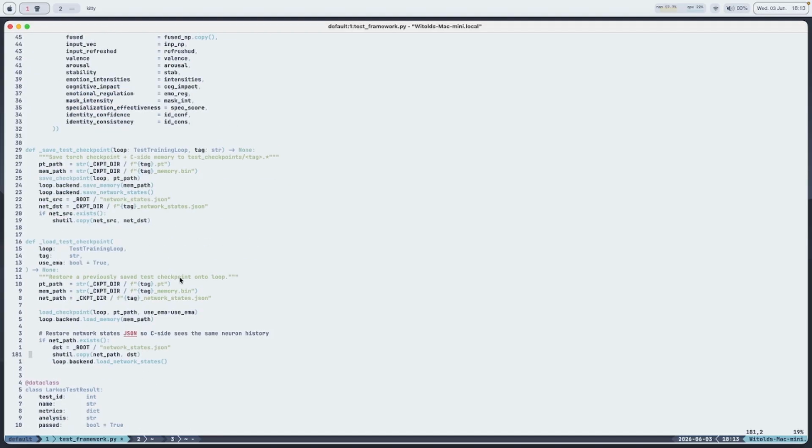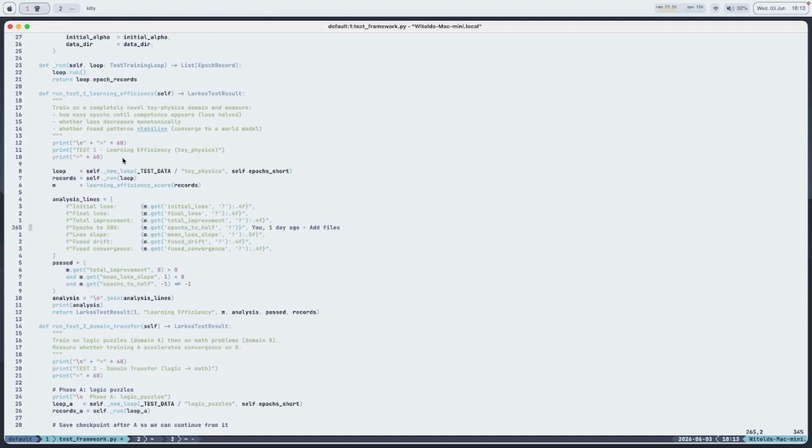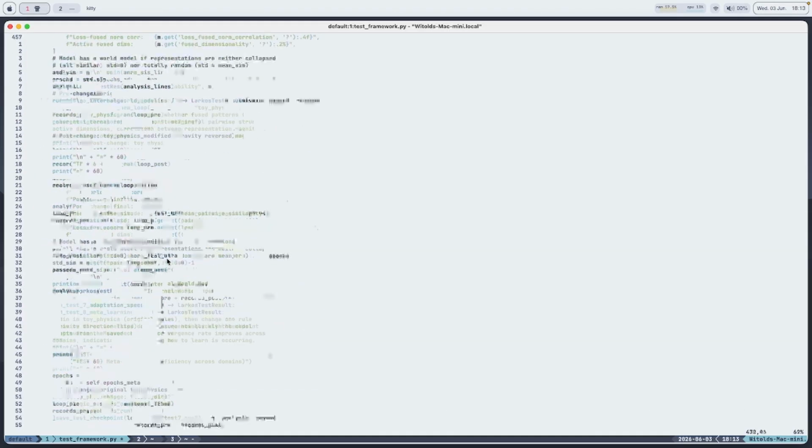Now if we go to the testing file, you can see how these were implemented. They were pretty much just asserts, but working asserts nonetheless.